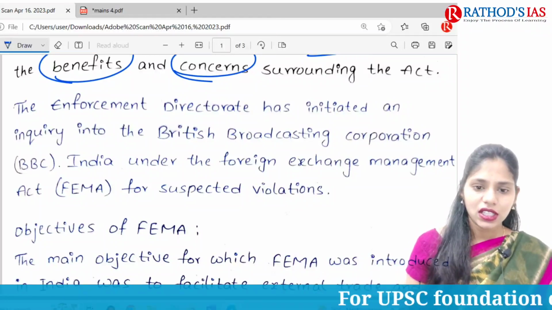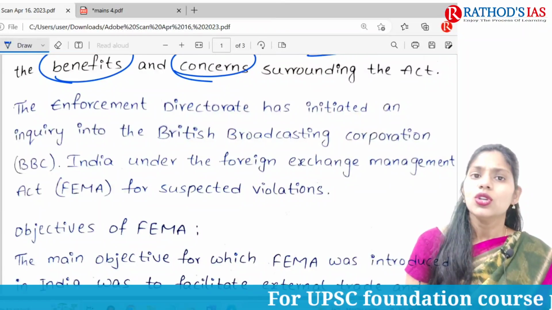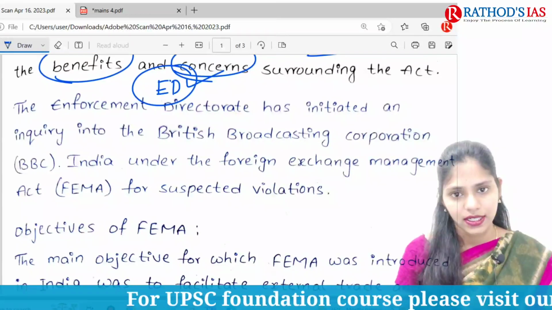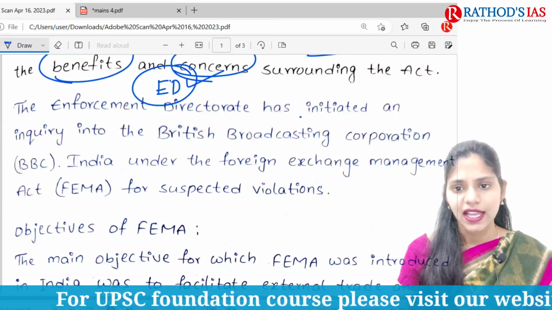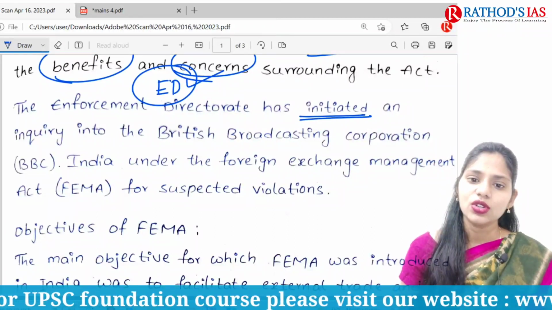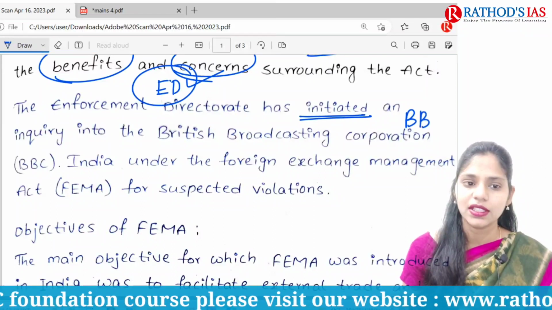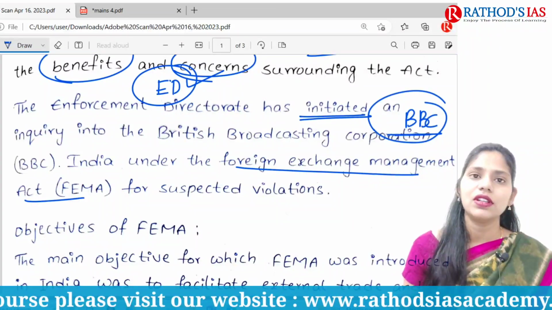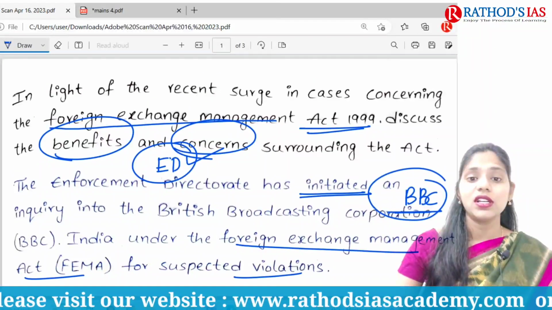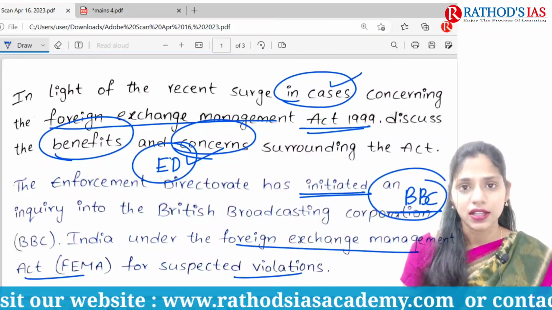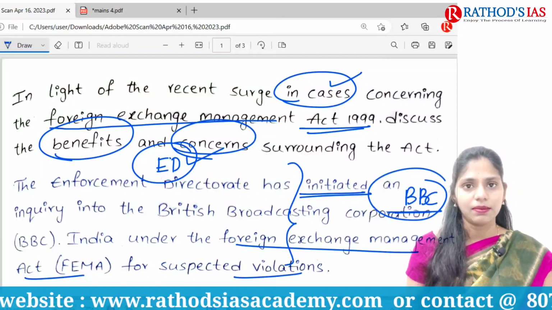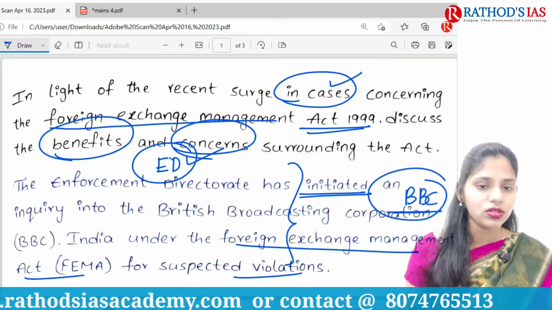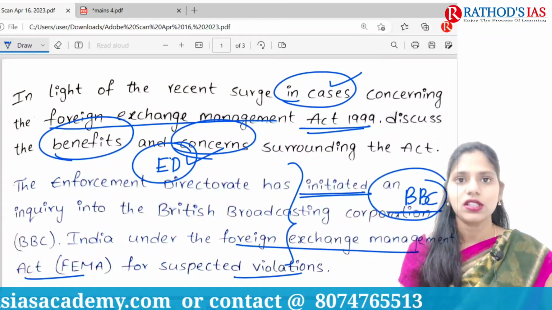Here, if you see, this is the introduction part. In the introduction, the student wrote about the ED, that is the Enforcement Directorate. The Enforcement Directorate has initiated an inquiry into the British Broadcasting Corporation, that is BBC India, under the Foreign Exchange Management Act for suspected violations. The question itself said that there is an increase in cases recently. So this student gave the example that yes, there is an increase in cases. For example, BBC is recently in the news because of suspected violations of this FEMA Act.